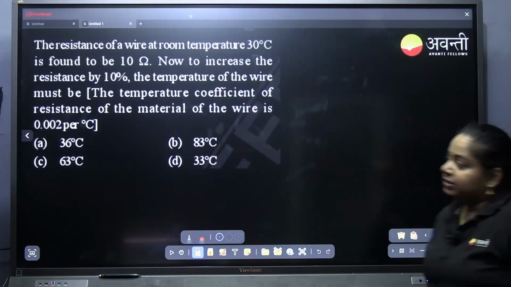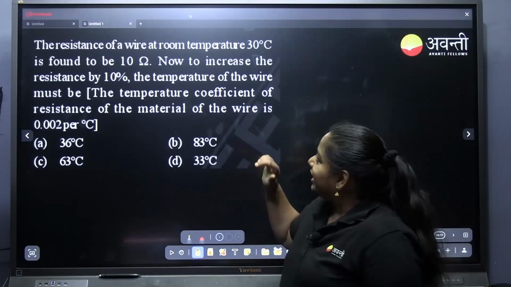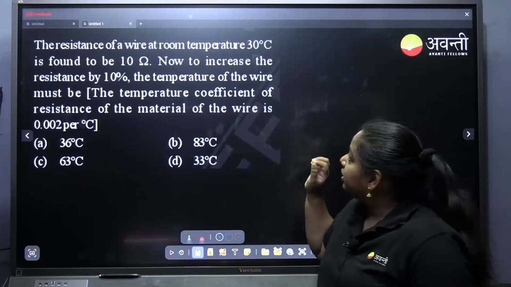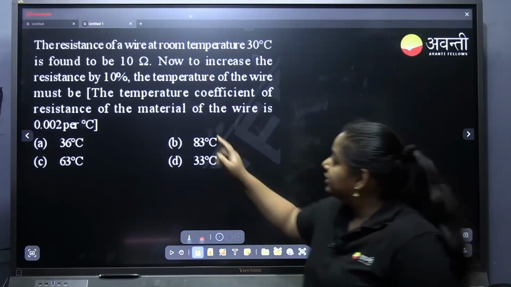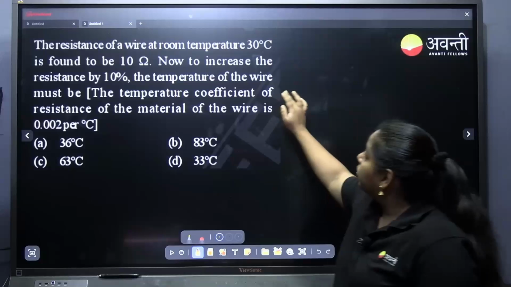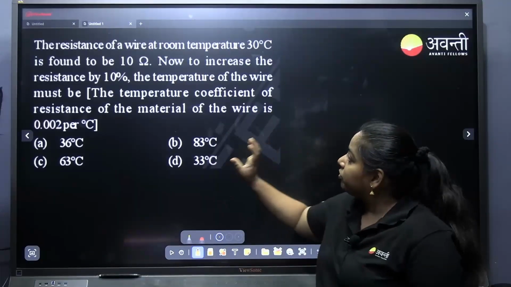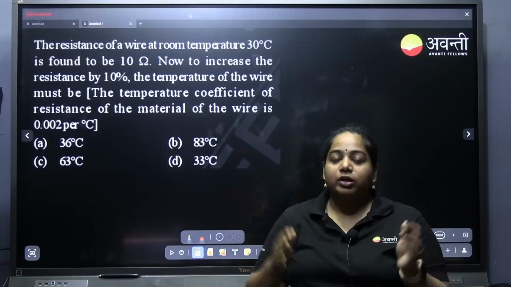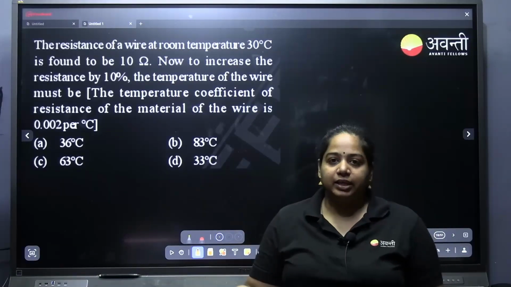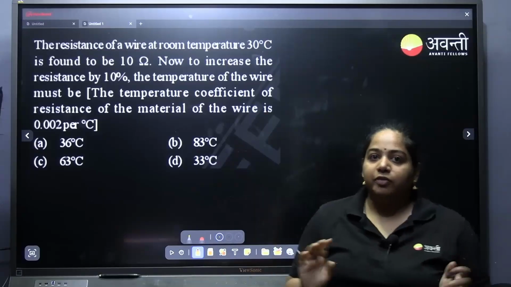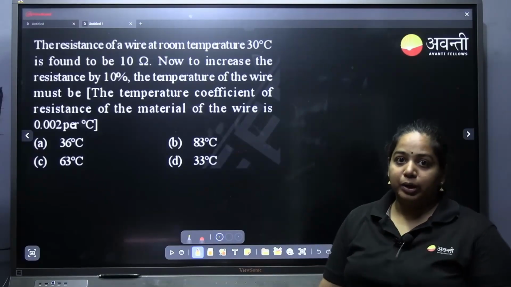Next one, resistance of a wire at room temperature, 30 degrees Celsius, is found to be 10 ohm. Now to increase the resistance by 10%, the temperature of the wire must be... we have to increase it by 10%, so what will be the new temperature of the wire?